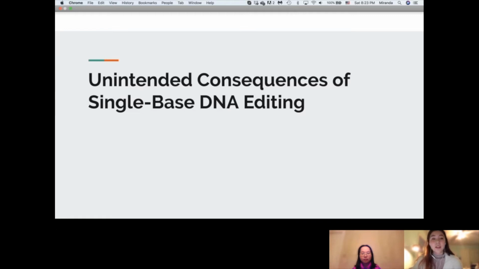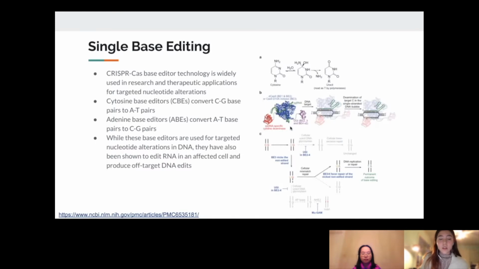To talk about the unintended consequences of single-base DNA editing. As Jenny just covered, single-base DNA editing usually uses either cytosine base editors, which we're going to call CBEs, to convert CG base pairs to AT base pairs, or adenine base editors, or ABEs, to convert AT base pairs to CG pairs. While these base editors are used for targeted nucleotide alterations in DNA, they've also been shown to edit RNA in an affected cell and produce off-target DNA and RNA edits.